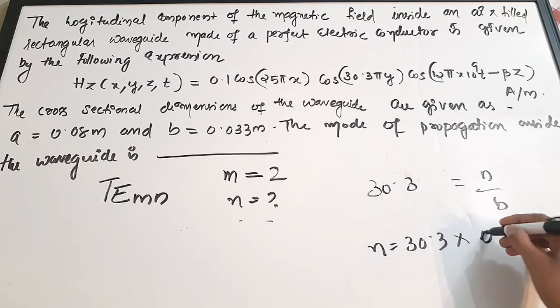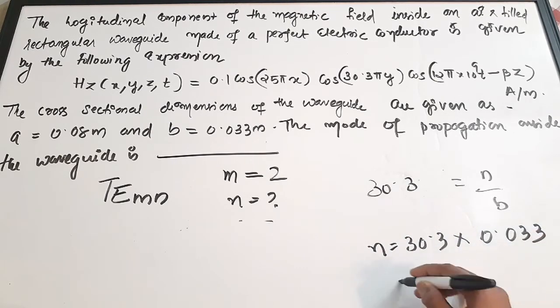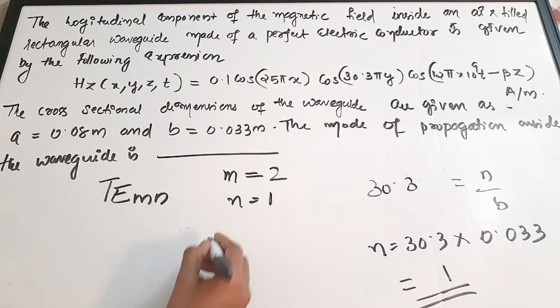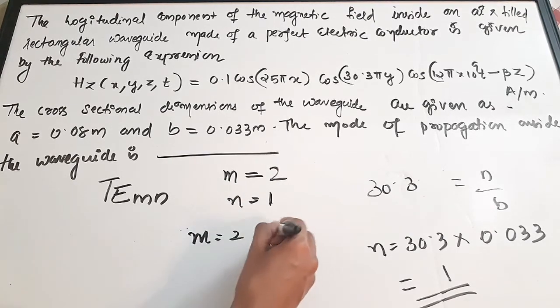It is 0.033. And it is obtained as 1. Taking the product, you will get 1. Now, what is the value of n obtained? It is 1. So, you got m is equal to 2, n is equal to 1.